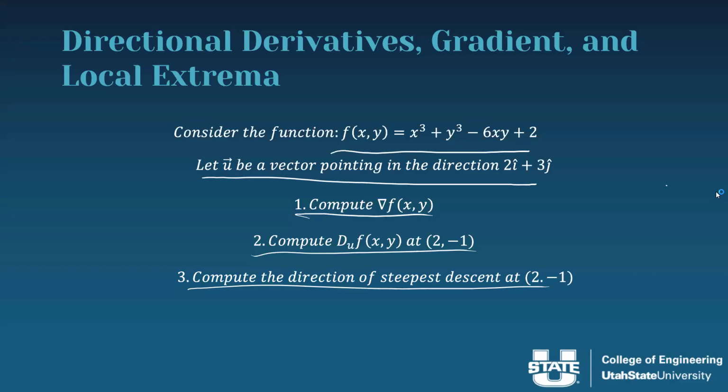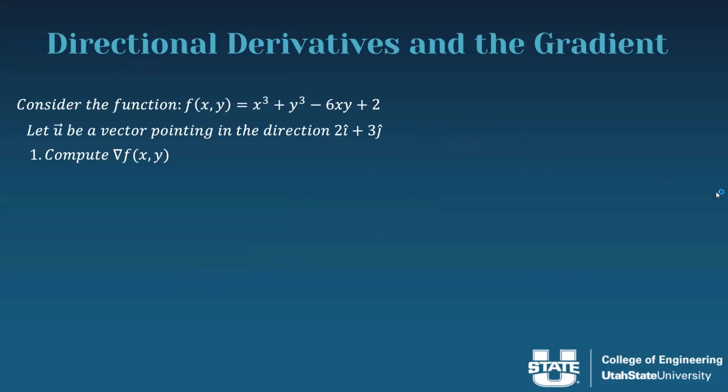Got something? All right, let's walk through it then. So if we want to compute the gradient, all we need to do is find our two partial derivatives. So our partial with respect to x is going to be: the derivative of the first term with respect to x becomes 3x squared. y cubed is constant with respect to x, so that goes away. Minus 6xy becomes minus 6y. And 2 is constant, so that goes away. Is that what you got for f sub x?